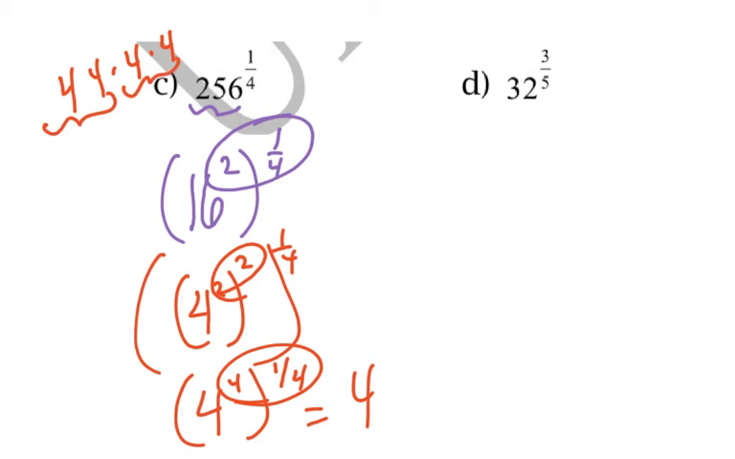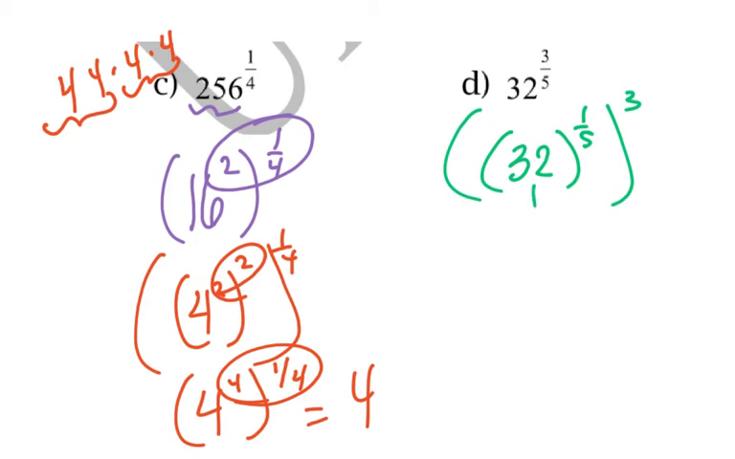Okay, 32 to the 3/5 power. Think about what you know. You know that this is, first of all, 32 to the 1/5 power to the third power. You could also do it the other way around. So think about what 32 is.